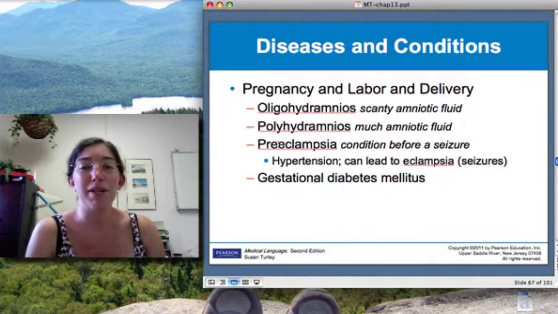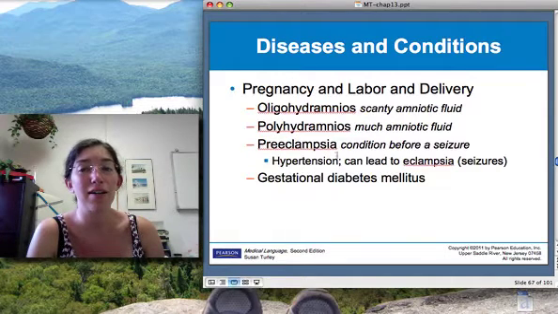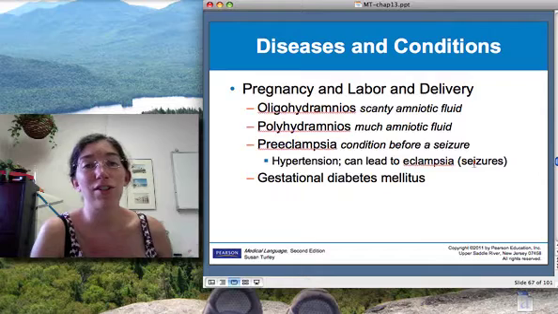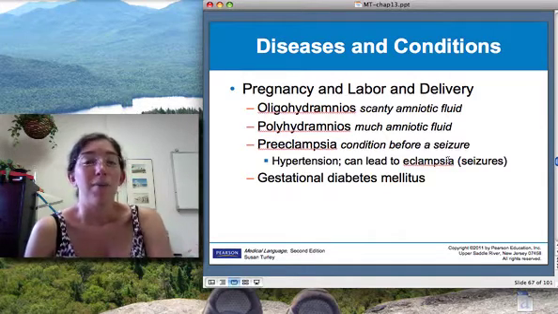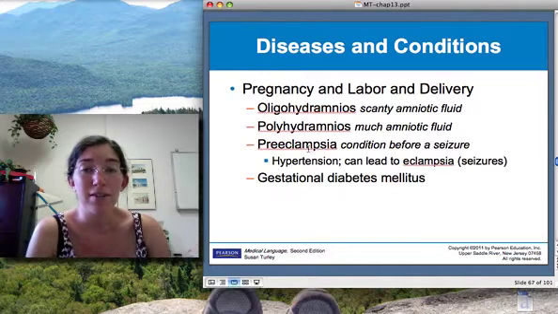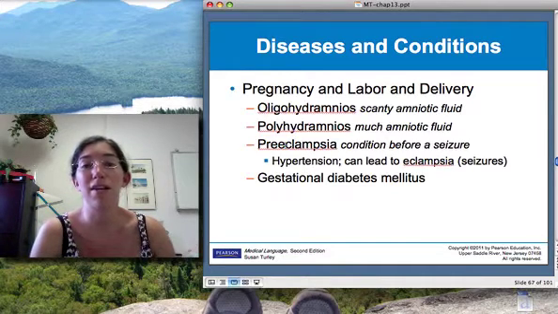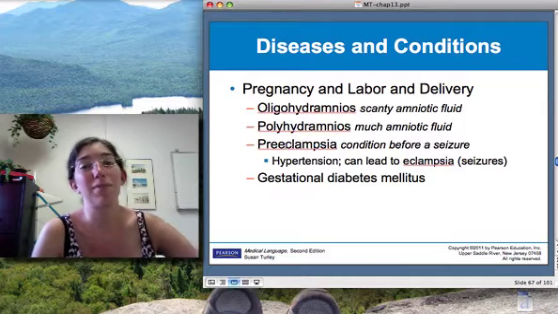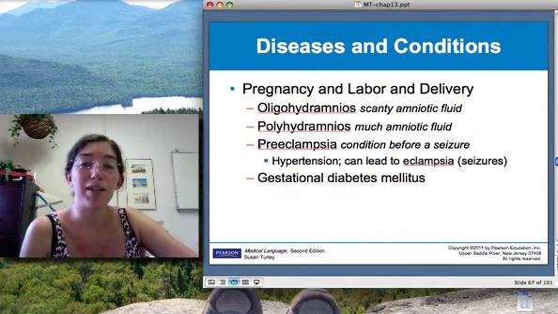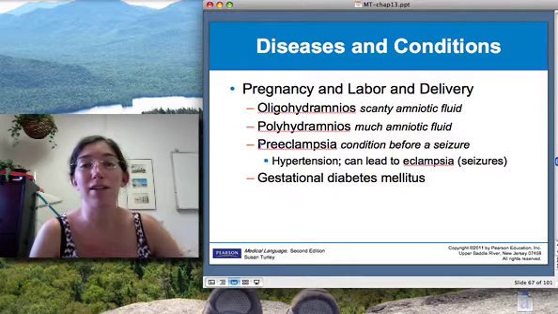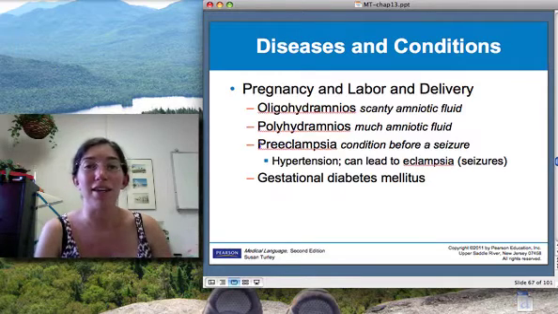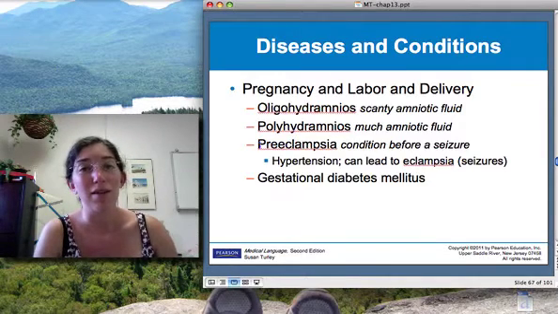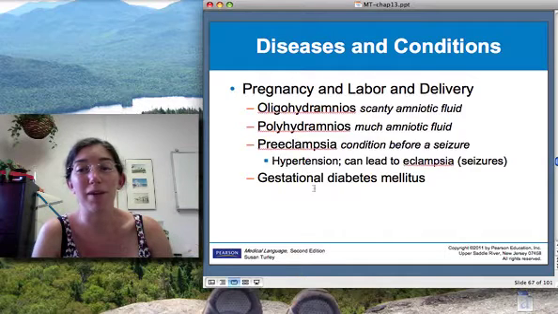Preeclampsia literally means condition before seizures. Eclampsia is a condition of seizures during pregnancy. It's extremely dangerous, both to mother and fetus. So preeclampsia is the state before eclampsia, and doctors monitor this carefully and make sure that women are not preeclamptic, and if they are, that they deal with that. They treat it, try to get the blood pressure down, treat the high blood pressure.